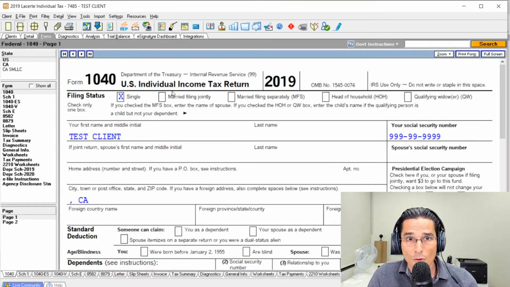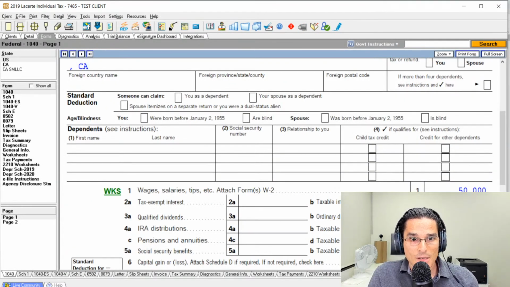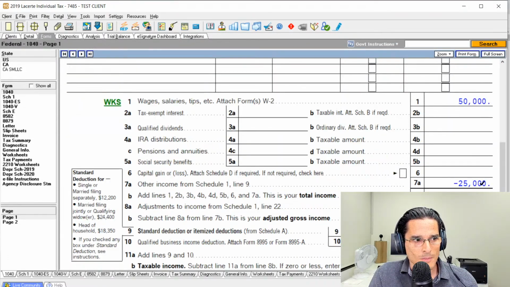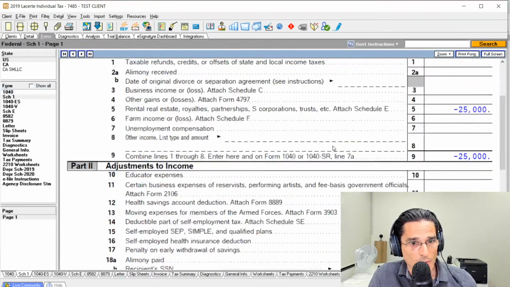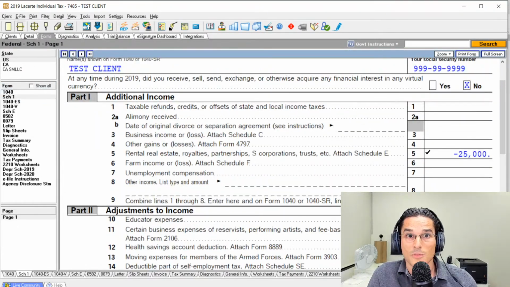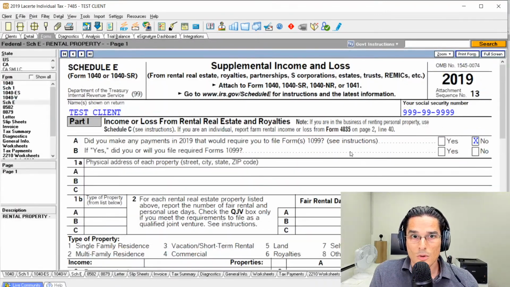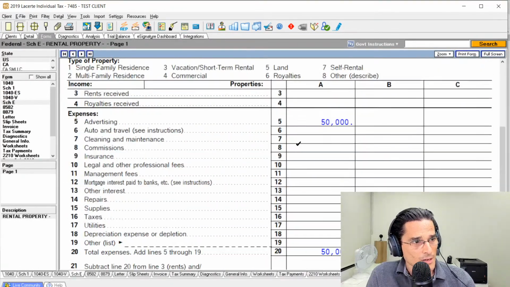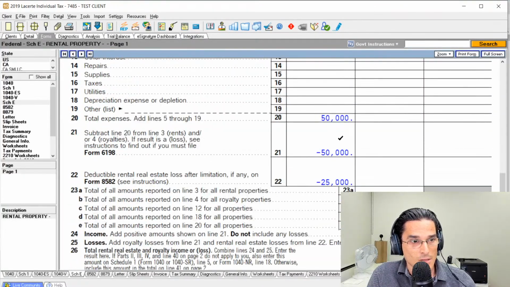If we go back to the 1040, what do you think we're going to see? So we have the $50,000 wages. Good. And then we have a $25,000 negative number here. Where's that coming from? So if we look here, it says that it's coming from Schedule 1. Let's take a look at Schedule 1. Okay. It says here it's coming from Schedule E. Let's take a look at Schedule E. Now, Schedule E is where we report rental income and losses for sole proprietors. And we see that we have advertising of $50,000, no income, so it's creating a $50,000 loss.